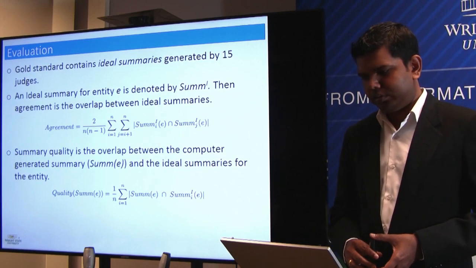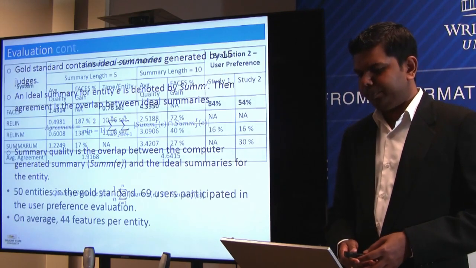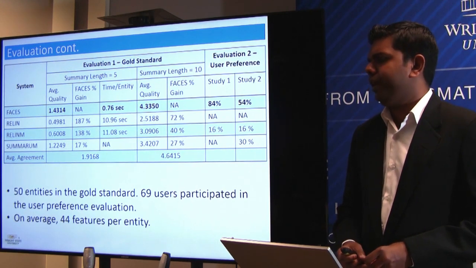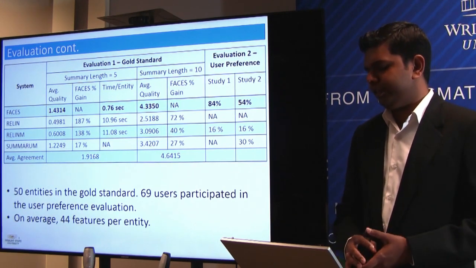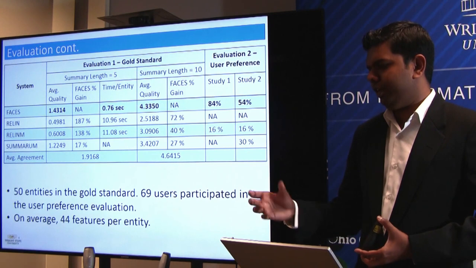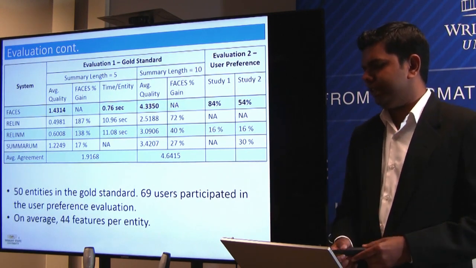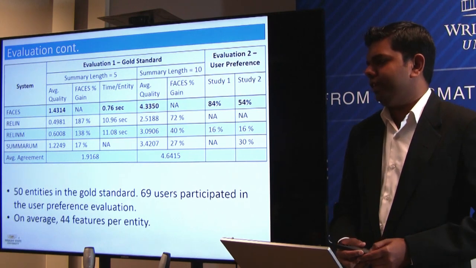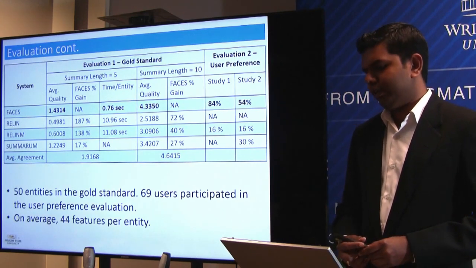Kalpa, who were the judges? So they have reasonable knowledge, many of them had an understanding of knowledge representation, because it is on triple level, we gave them the features. They were at least graduate level students or professionals.